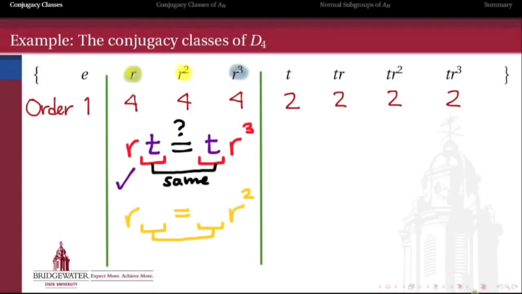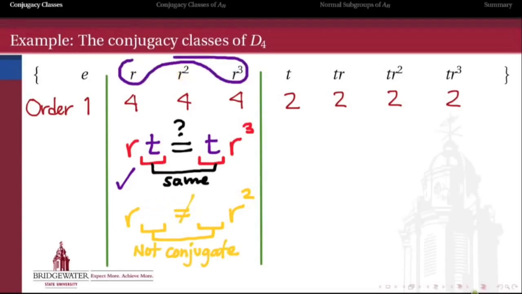What about r squared? Is r squared conjugate to r? Well, here we have to try a bunch of different possibilities. If we try t, it doesn't work. If we try tr, it ends up not working. If we try tr cubed, it also doesn't work. So try as we might, r and r squared are not conjugate. Therefore, r and r cubed form a conjugacy class, but r squared is in a class all by itself.